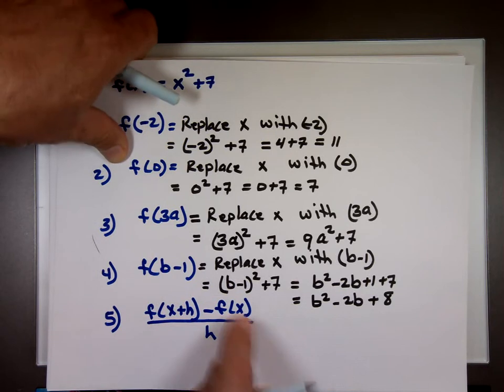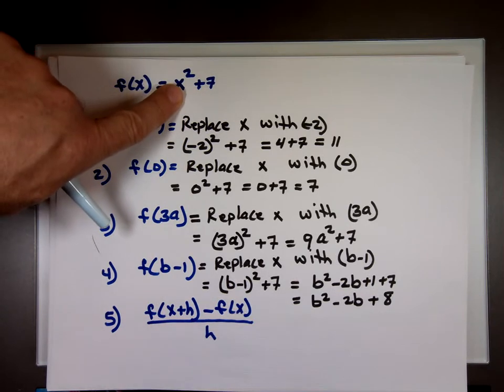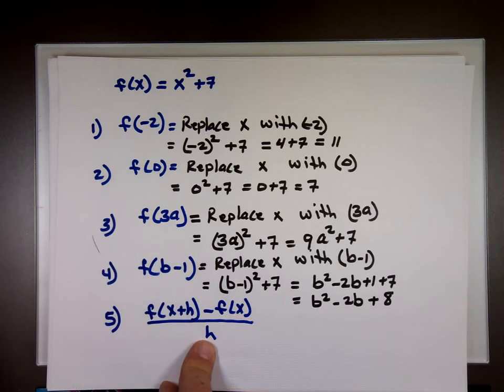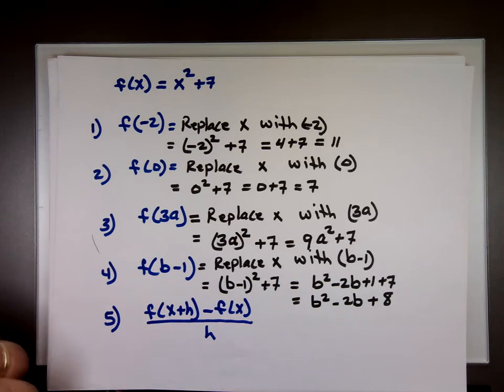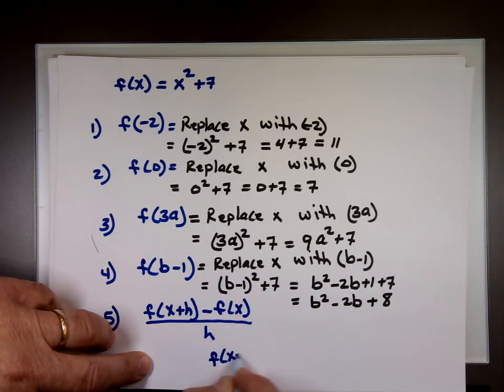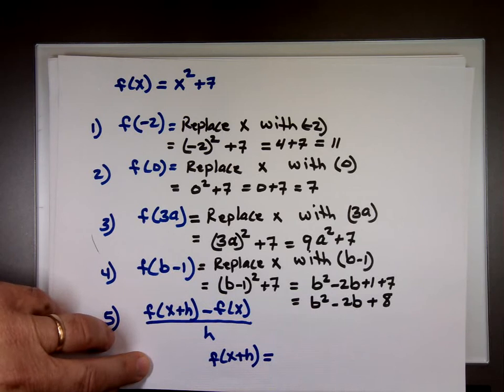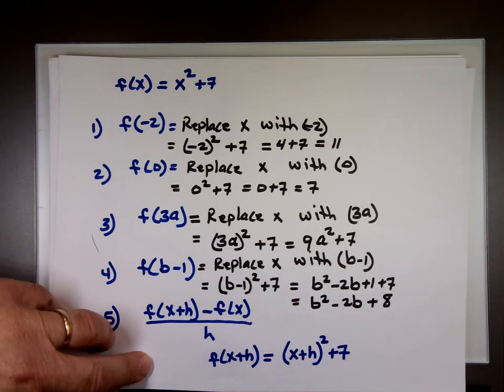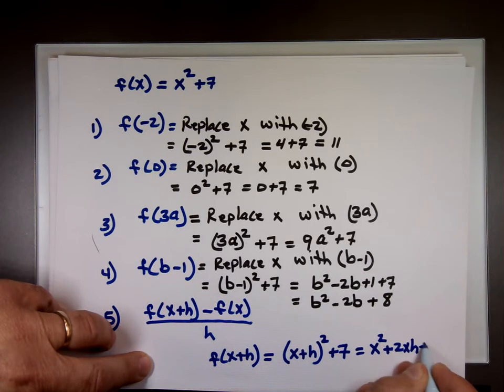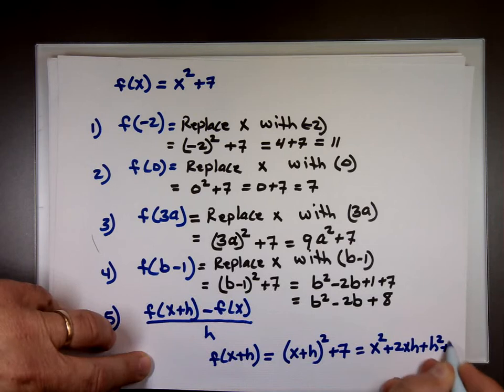Now this one, I know what f of x is. I gave you that, right? I know what h is. It doesn't say f of h, just h. I don't know what f of x plus h is. So this one may be what I need to do first. Find what f of x plus h is. Isn't that x plus h? Replace x with x plus h. Square and add the 7. And that will make it what? X squared plus 2xh plus h squared plus 7.